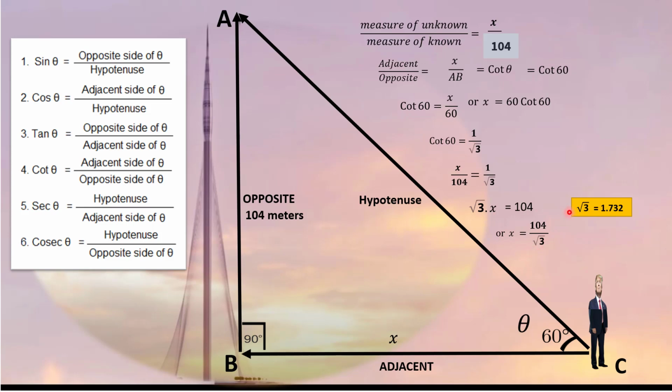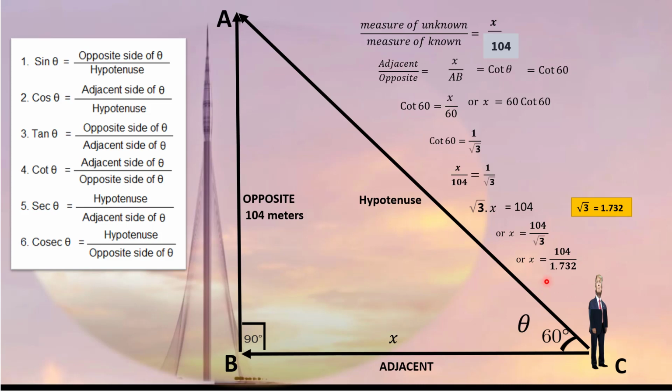Make sure that you remember the values of root 2 and root 3. Root 2 equals 1.414 and root 3 equals 1.732. Okay, this information is very useful.